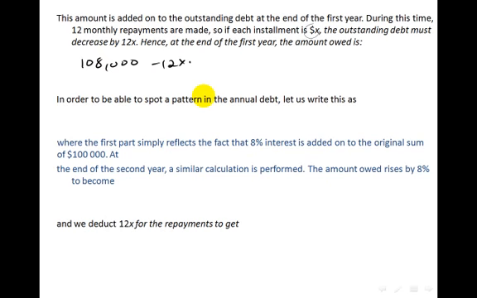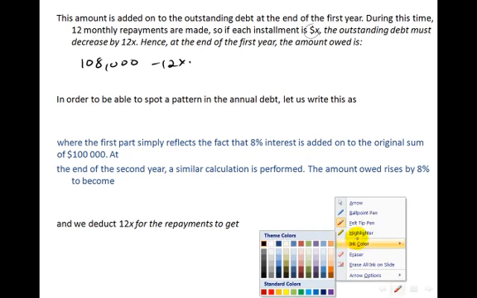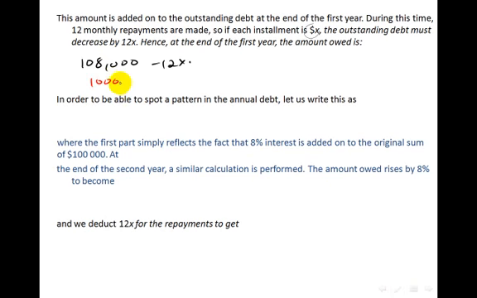But to represent it in a different way, to make it easier, like a scale, you can write it as 100,000 times 1.08 minus 12X. By the way, if you multiply 100,000 by 1.08, you'll find the same amount, 108,000, minus 12X. Here I'm trying to find this rate or scale, so that we can spot the pattern in the annual debt. The first part simply reflects the fact that 8% interest is added on the original sum, which is 100,000.